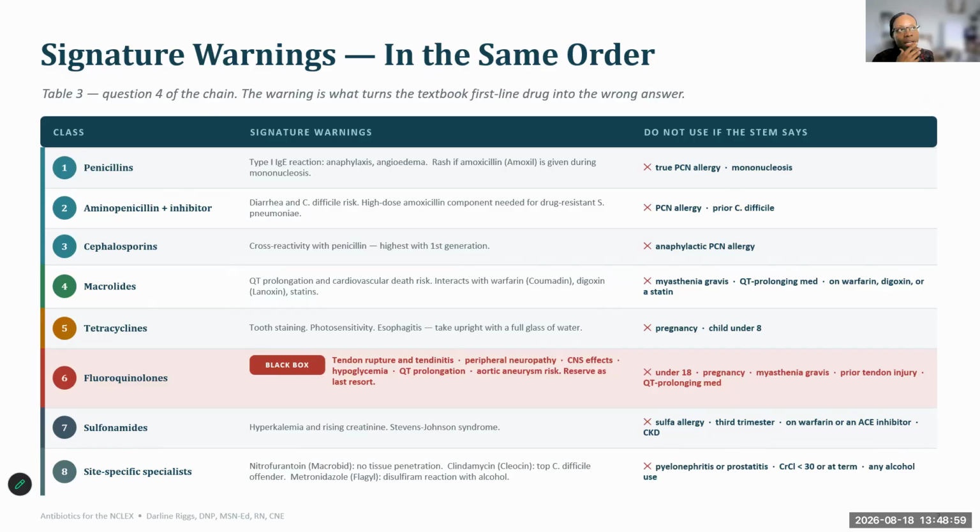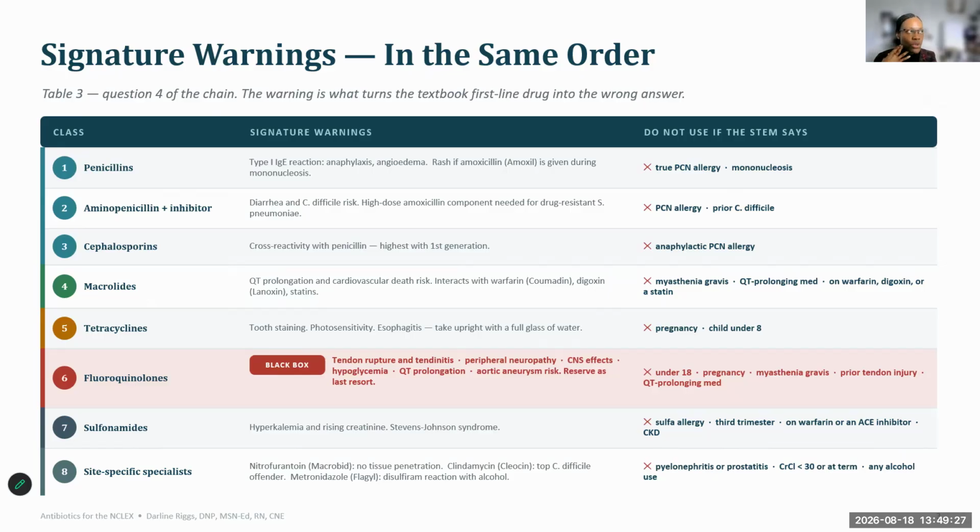With the mononucleosis, there's a test question with that one. So you see I have here rash if amoxicillin was given during mononucleosis. So we want to know that too. So we won't use penicillin if it was a true penicillin allergy, or if there was mononucleosis after an amoxicillin was taken. So those things you need to keep in mind.